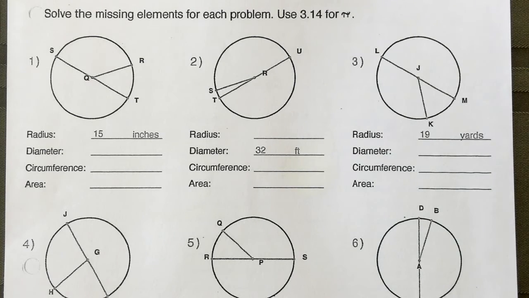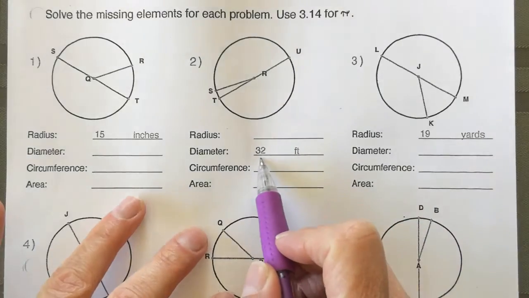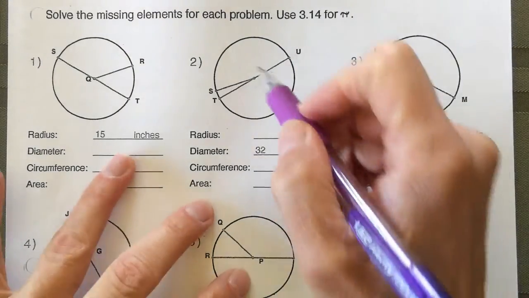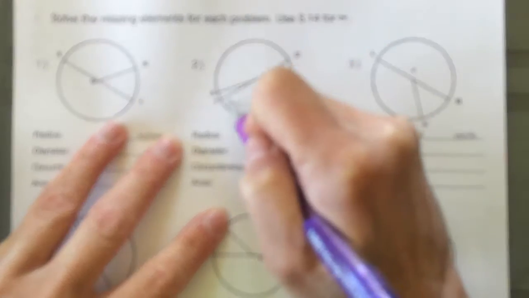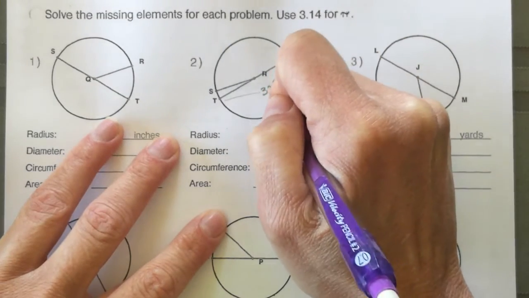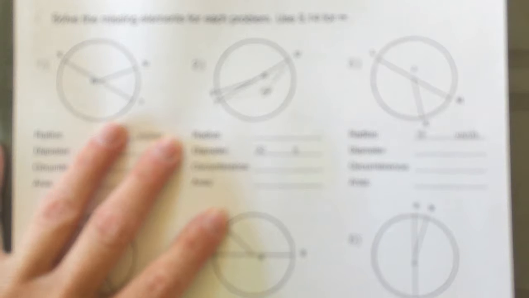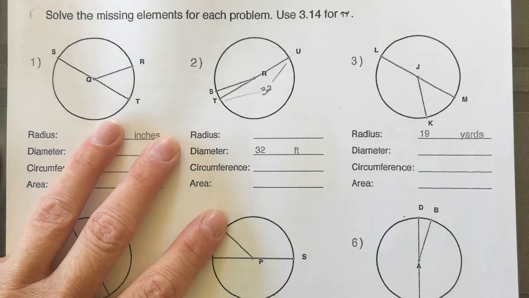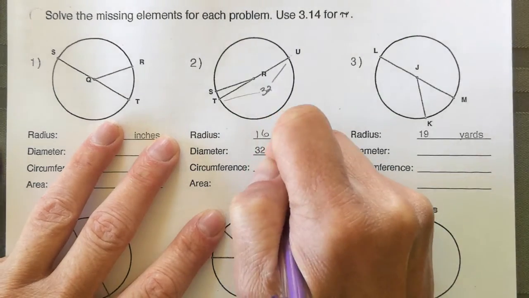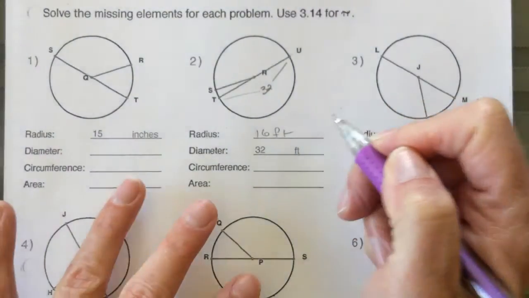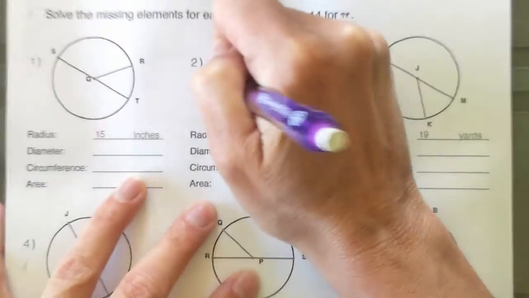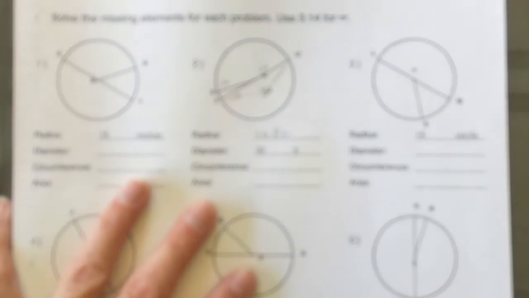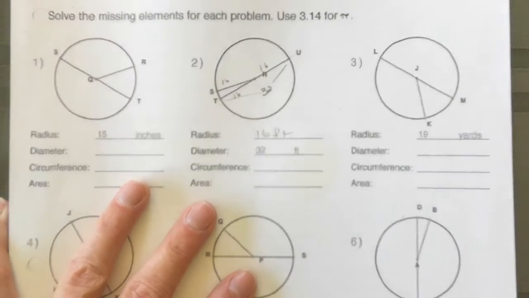So let's take a look at problem number 2. On these problems, our task is to take whatever information we have and run with it. So if we know that the diameter is 32 feet, then from T to U, that whole distance is a diameter of 32 feet. Okay. If we cut that in half, we're going to have a radius of 16 feet. So each one of these little guys would be 16.